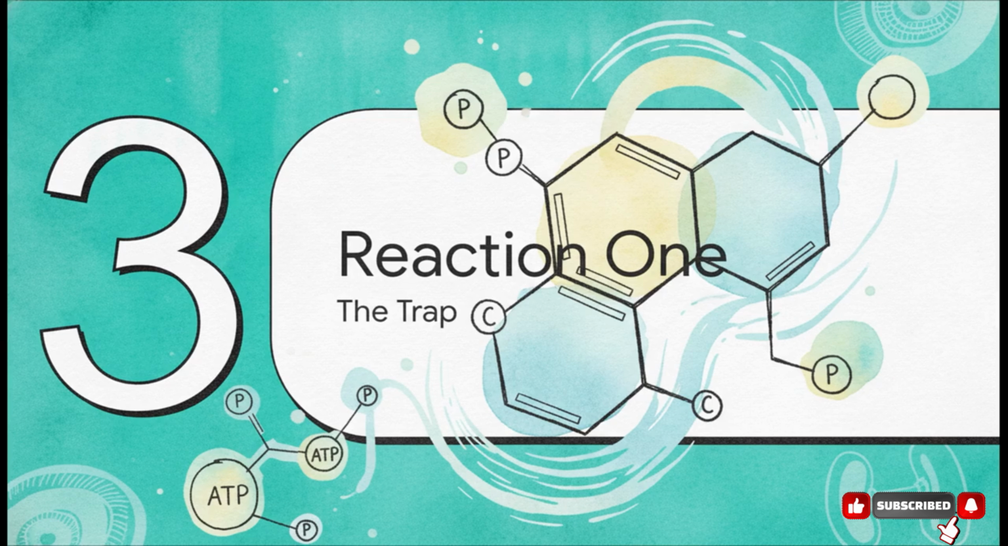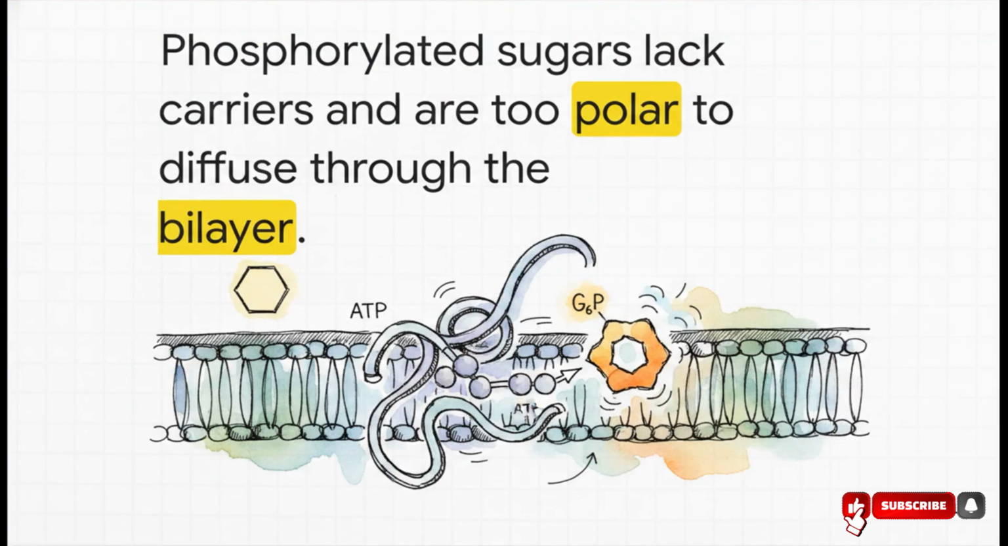Part 3, reaction 1, the trap. Let's look closely at reaction 1. As soon as glucose enters the cell, we immediately phosphorylate it to glucose 6-phosphate, or G6P for short. Imagine a 6-sided ring, which is our glucose. An enzyme reaches in, takes a phosphate group from an ATP molecule, turning it into ADP, and just sticks that phosphate right onto the 6th carbon of the glucose ring.